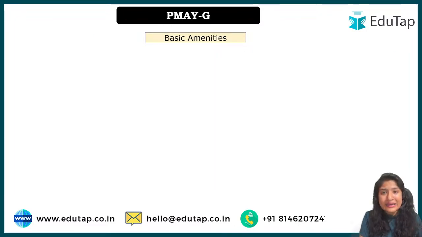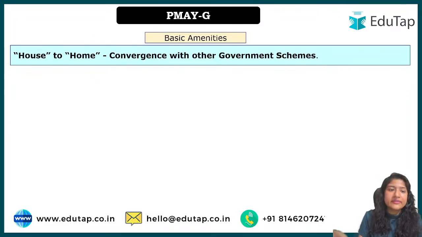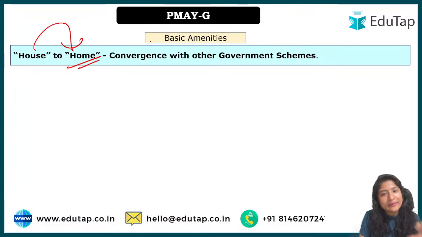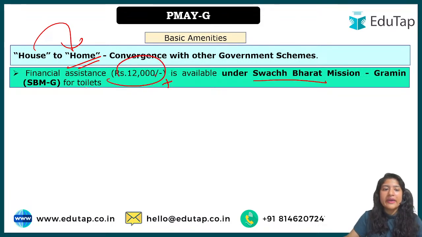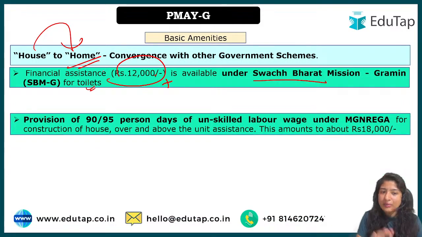Now, as we said, here it is about making a house into a home; it is not just giving 4 walls and a roof. So for making a house into a home, basic amenities will also be provided, and other government schemes will be converged under it. For example, a proper workable washroom should be there in the house, right? So for that, under the Swachh Bharat Mission Gramin, 12,000 additional will be given for making toilets and their proper functioning.